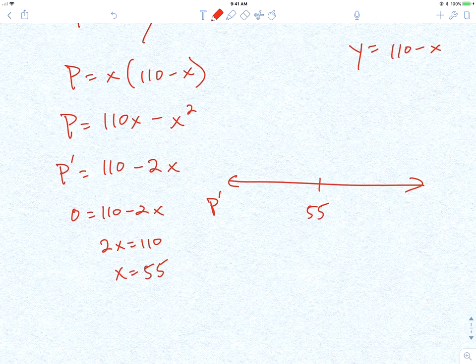I just have to confirm. If I plug 0 into my derivative, I get a positive. If I plug 60 in, I get a negative. So that is confirmed that there's a maximum there at 55.